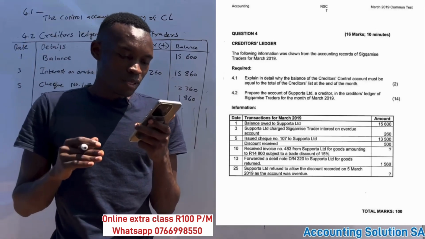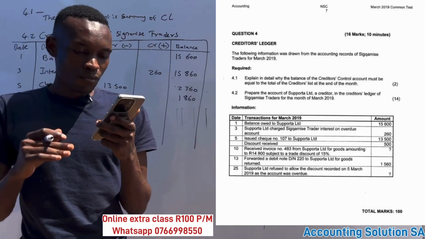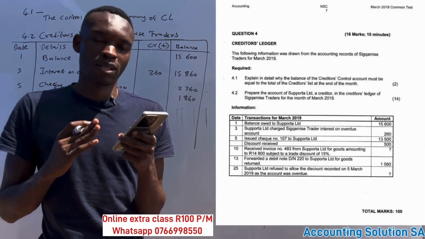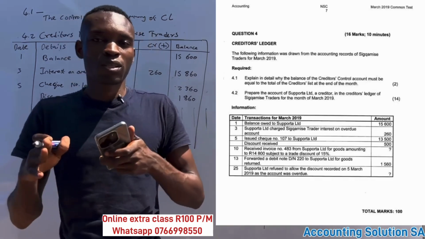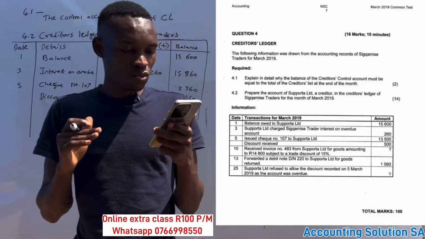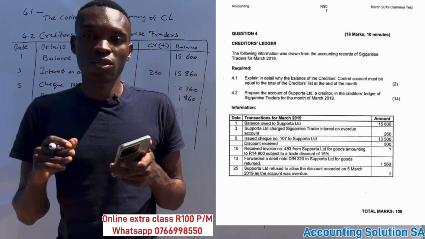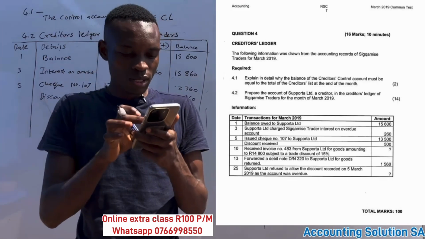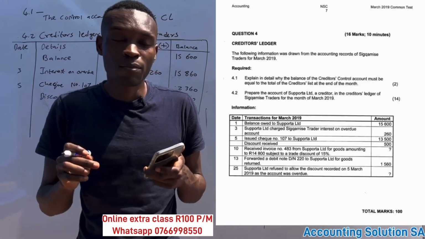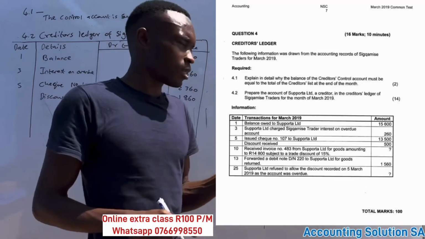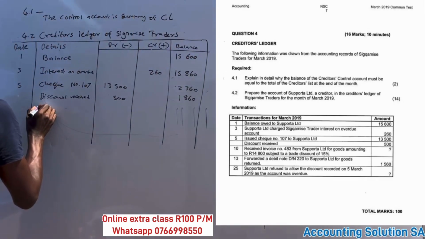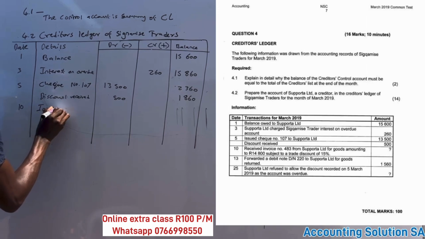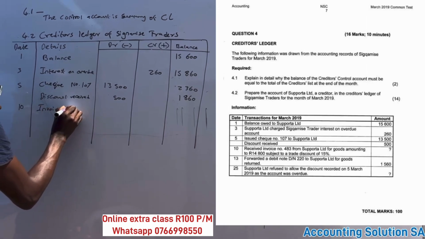Received an invoice number 483 from Support Ltd for goods amounting to 14,000 subject to a trade discount of 15%. So in other words, we are going to receive a 15% discount. So this invoice is going to increase the liability. Now the question is how much we owe our supplier. Obviously, it's not an amount of 14,800 because we have a discount of 15%. Let's write invoice number 483.